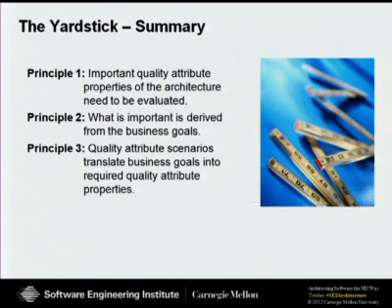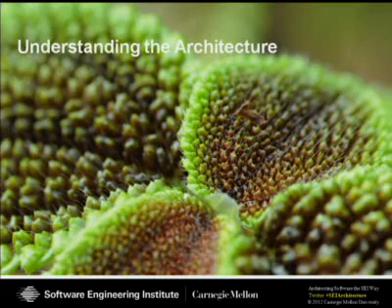Let me summarize. Building the yardstick means we need to focus on important quality attribute properties. The yardstick needs to be able to help us to do that. The next one is that what is important, those qualities that we need to measure, they come from what the organization tries to achieve, from the business goal. And we use quality attribute scenarios to translate those business goals into precise, measurable quality attribute properties. So that builds us the yardstick.